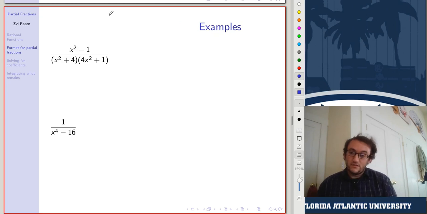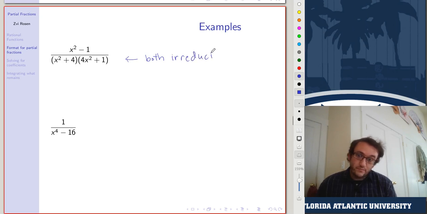Okay, so let's see how this works. Here we have x squared minus 1 divided by x squared plus 4 times 4x squared plus 1. So we can check for ourselves that both of these are irreducible quadratics. b squared minus 4ac in both cases is negative 4. So both of these are irreducible. And that means that this is already factored. Okay, and this degree is low enough because it's degree 2, which is less than degree 4, which we have on the bottom. Long division is unnecessary.